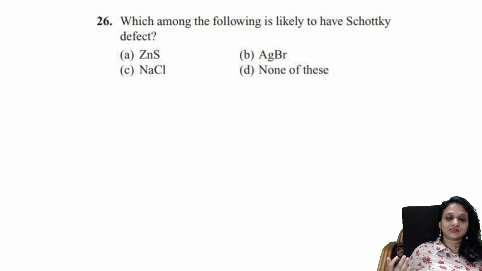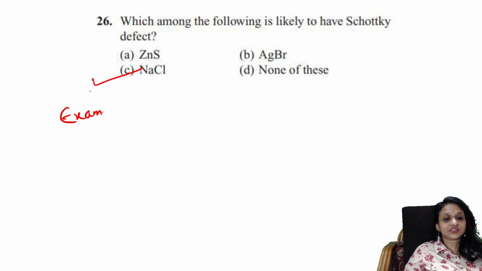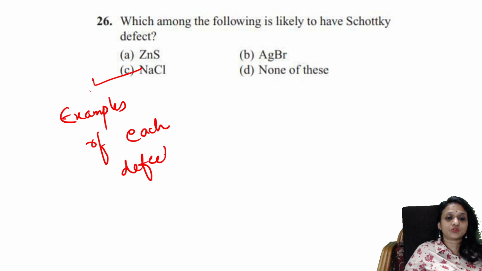Next, let us see the 26th question. Among the following, which is likely to have Schottky defect? All right. In Schottky, what will happen, students? So basically, the cations are missing from the lattice site. Correct. So here, among these, ZnS and AgBr show both Schottky and Frenkel. NaCl is the one which shows Schottky. So remember, examples of each defect are very important. Learn all the examples.